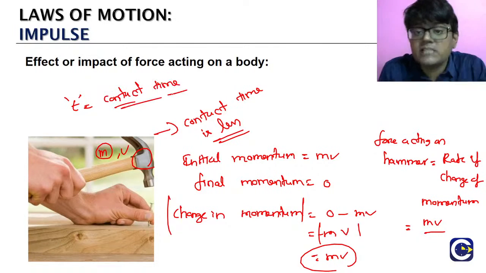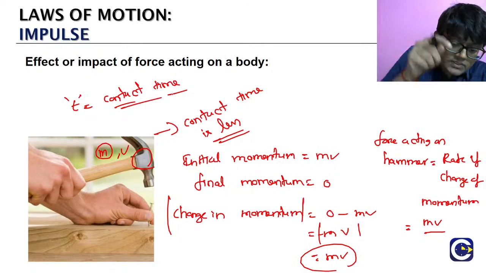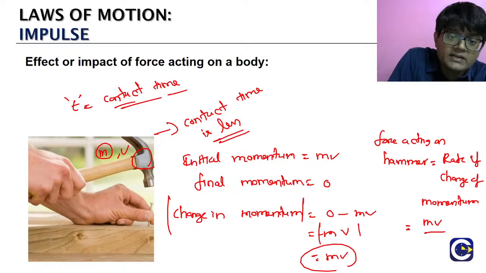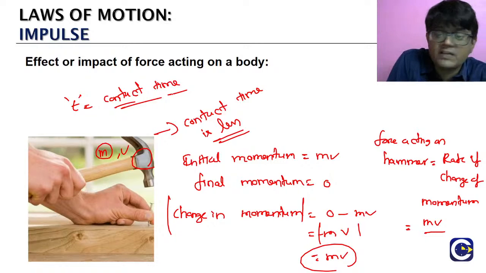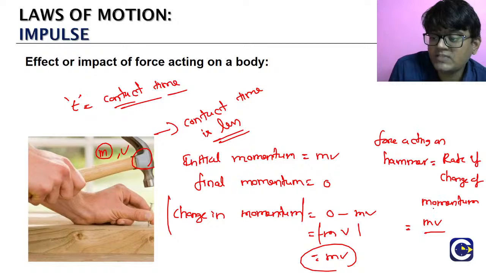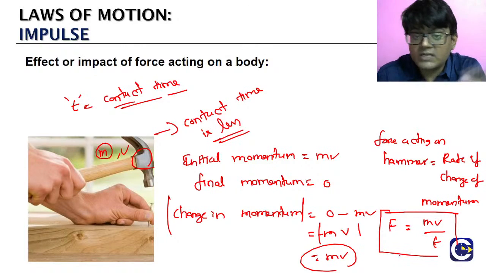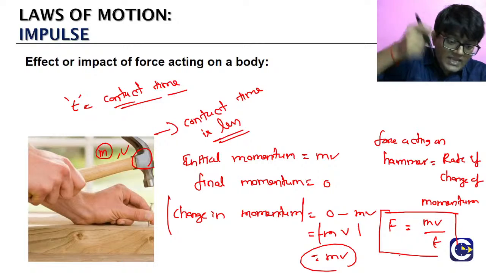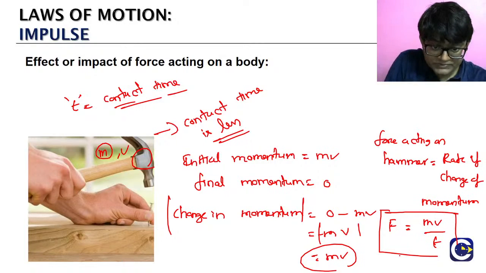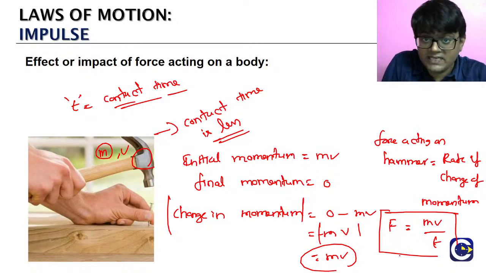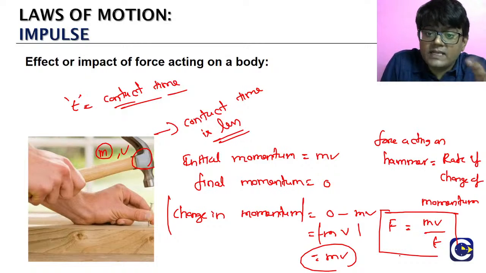So when the momentum is changing, once you hit the nail, whatever the time it is in contact, the change in momentum is happening for that time. So the rate of change of momentum means change in momentum divided by the time. This is the force acting on the hammer. But by Newton's third law, if the hammer is experiencing a force, it is because of the nail, which means the nail will also experience the same amount of force, but in the opposite direction.